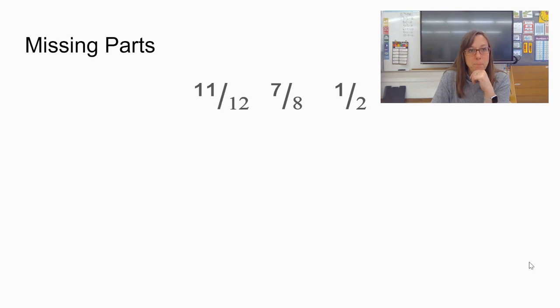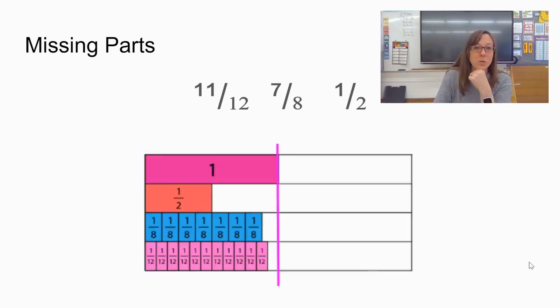All right, finally, sometimes you'll have fractions that seem like they could be very close together. They're only 1 piece away from 1 whole. And so when we're thinking about that 1 piece away, we need to think about the size of that piece. How close is that fraction to getting to 1 whole? For example, if I have 11/12, I'm only 1/12 away. If I have 7/8, I'm only 1/8 away from 1 whole. If I have 1/2, I'm only 1/2 away from 1 whole.